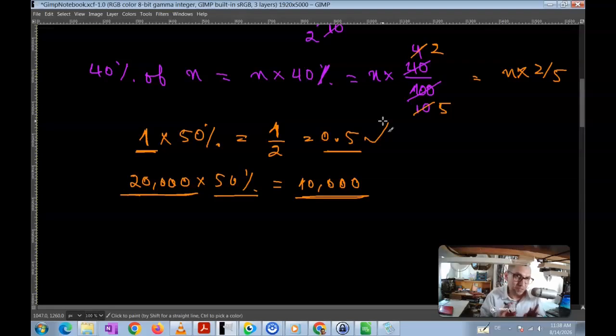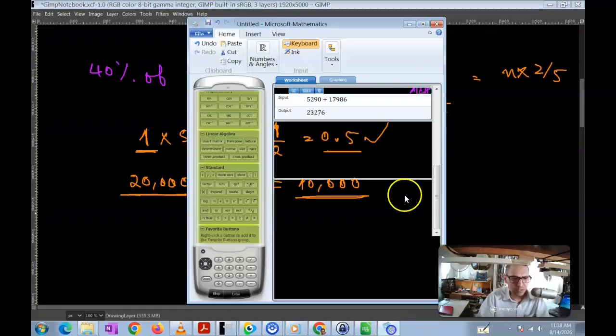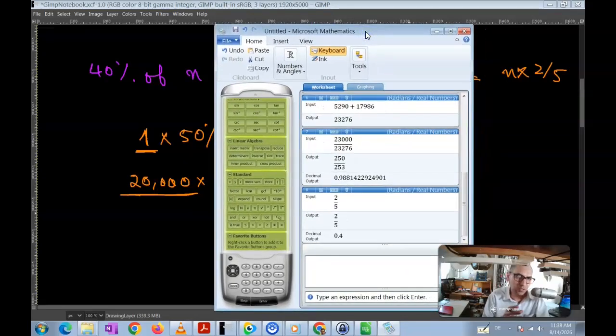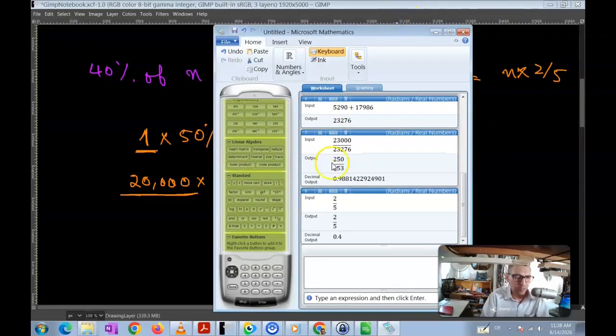Now, because of this property of percentages, you can very well use them in order to understand things in their own context. What that means is that, for example, the number that we calculated here was 23,276, right? And the number that we calculated over there by estimation was 23,000, right?